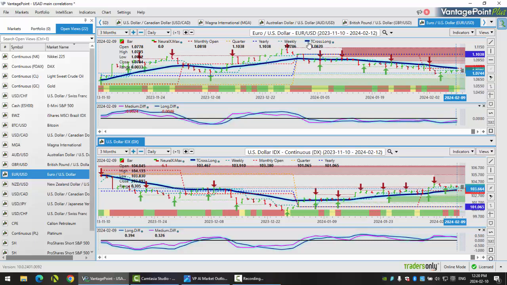So all of our resistance is sitting right there. The monthly opening price is 108.18. If you're a euro buyer, I would respectfully submit that if you're thinking about buying this, it needs to be above that T cross long. And then you still have that yearly opening price to deal with at 110.38.